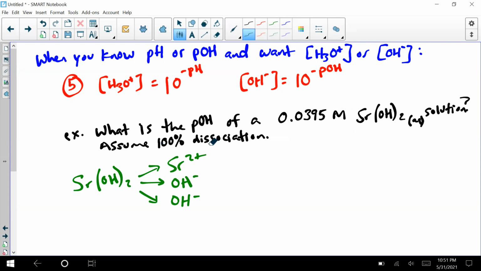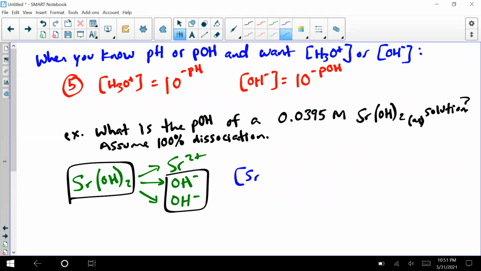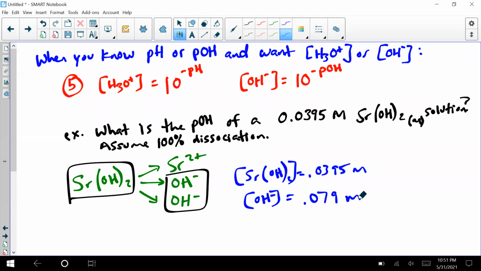So with this in mind, if we assume 100% dissociation, then for every 1 strontium hydroxide, we're going to get 2 hydroxides. Or in other words, if the concentration of strontium hydroxide is 0.0395 molar, the concentration of hydroxide ions is going to be twice that, 0.0395 times 2, because for every one of these, you're going to get 2 hydroxides. So I'm going to double this and say 0.079 molar. Technically with 3 sig figs, I'll stick a 0 there. And now that I have my hydroxide concentration, simply plug and chug.